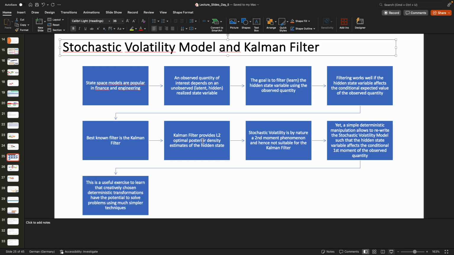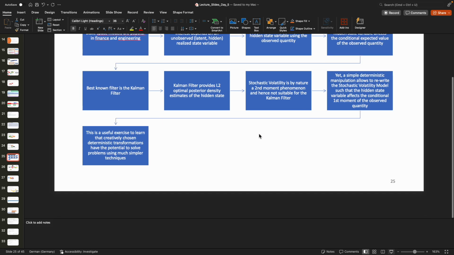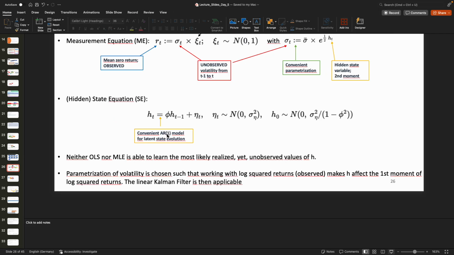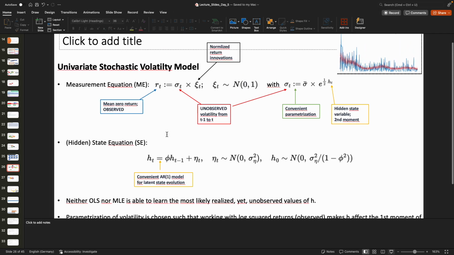And we will apply it to the stochastic volatility model. Okay, so let's just do it. First I want to talk about the univariate stochastic vol model.